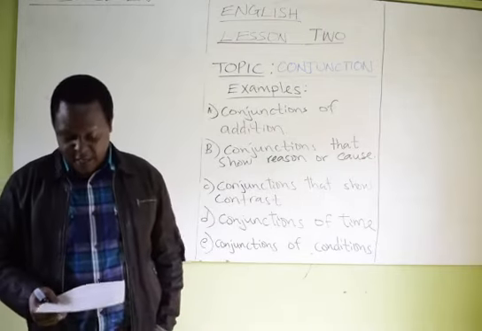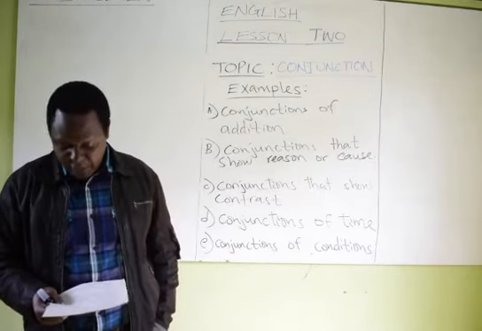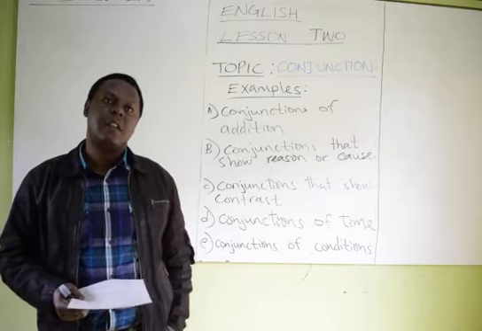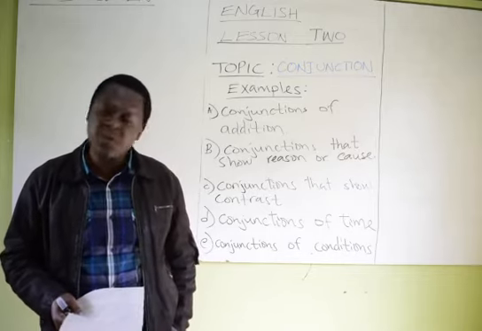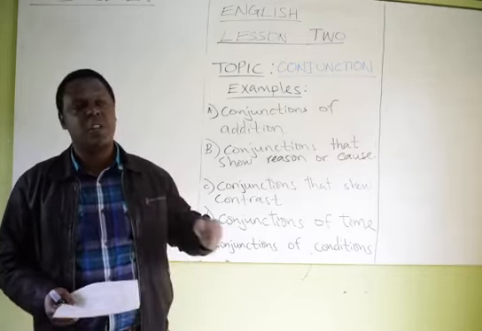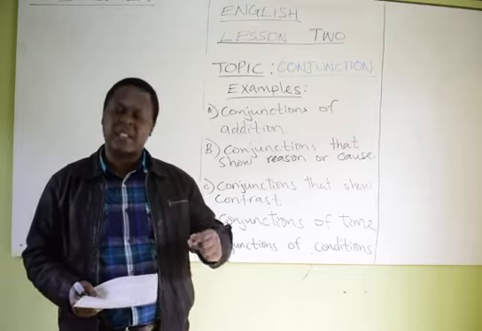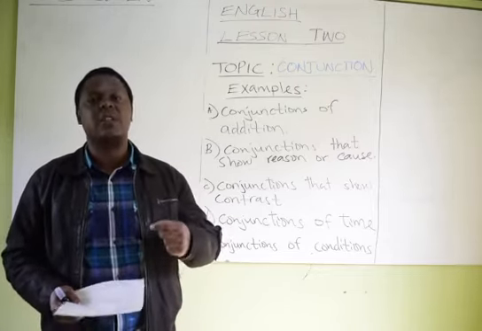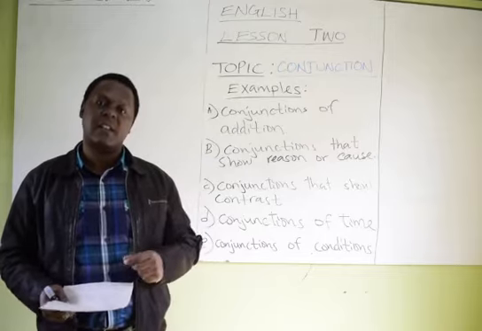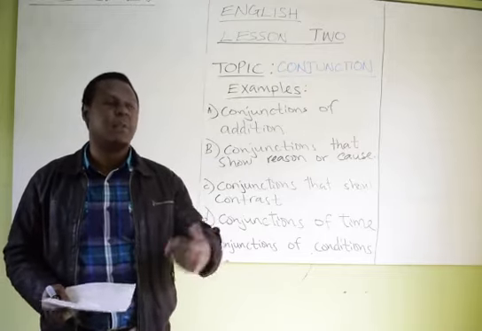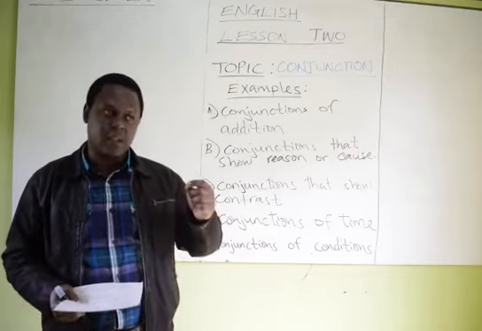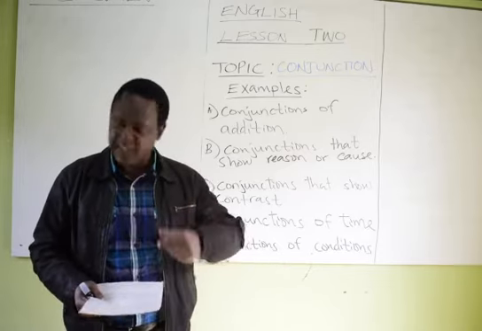James felt tired because he had played the whole day. The word because is being used as a conjunction to show the reason why James felt tired, why James was exhausted. Why was James tired? James was tired because he had played for the whole day. That is a conjunction of reason.